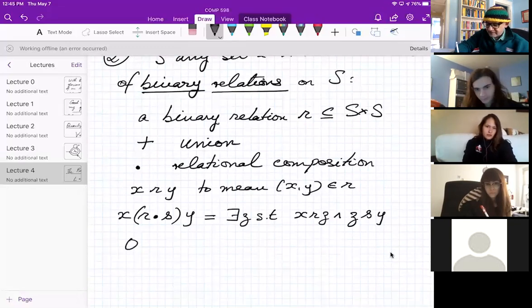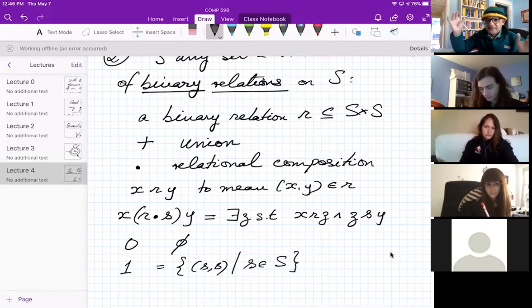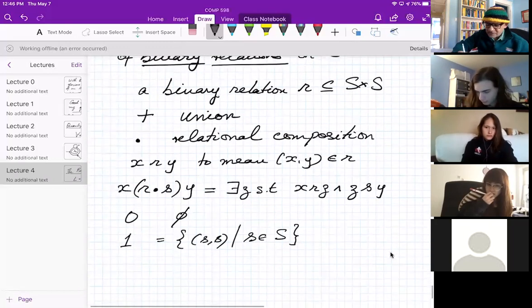Okay, and 0 is the empty relation. Nothing is related to anything. That's also a binary relation. And 1 is the identity relation. So it's a set of all pairs like this. So it says every element is related to itself and to nothing else. So you can check all the axioms of a Kleene algebra. But you can ask, what the heck does star mean for relations?